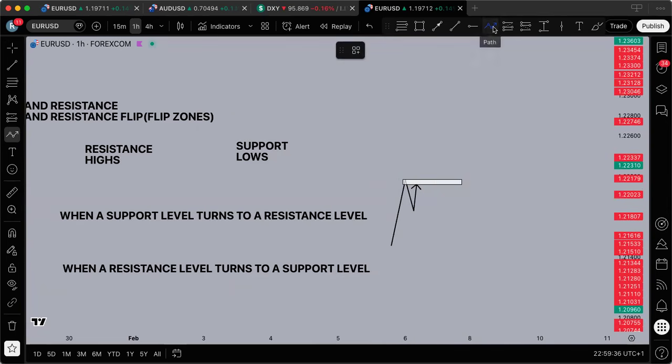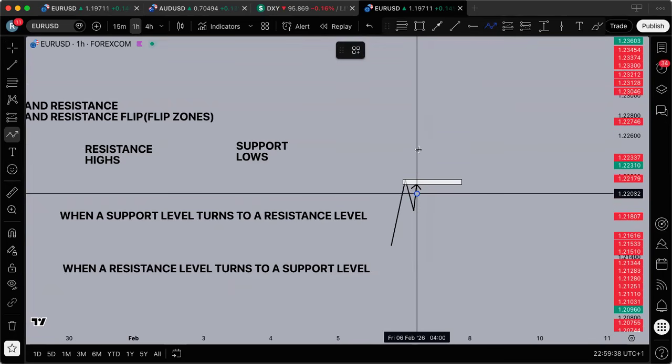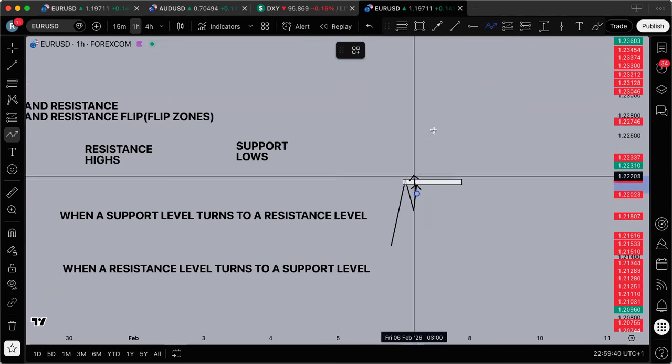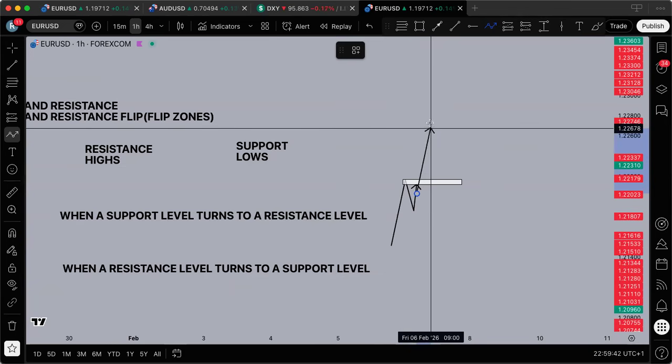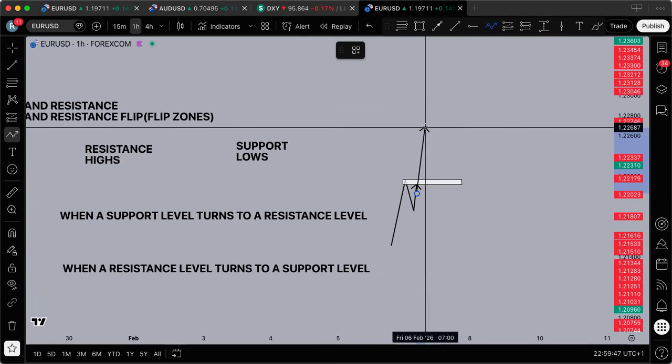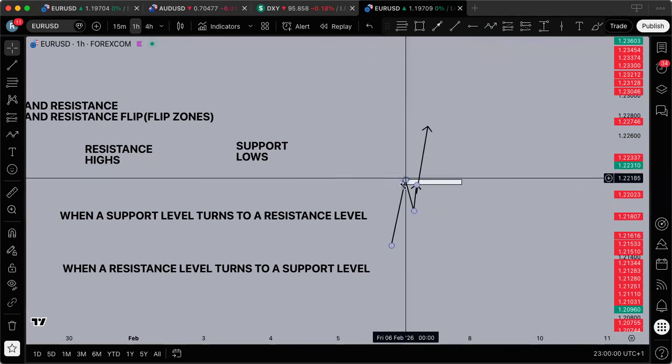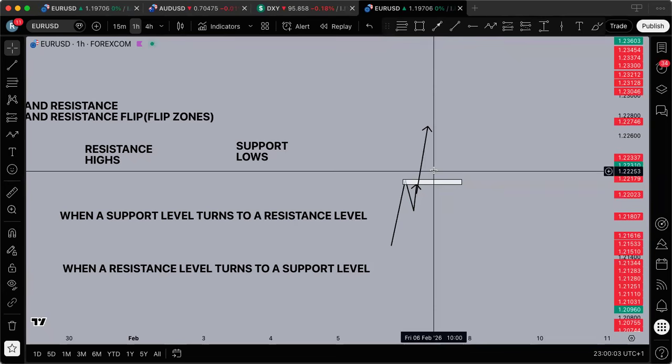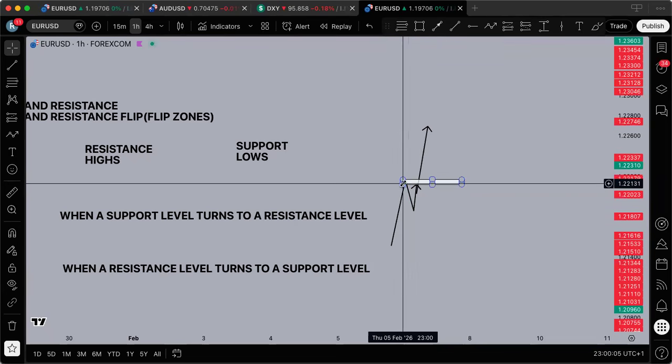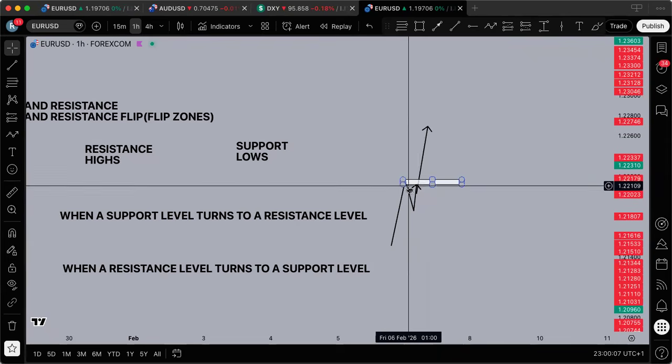Now, in a scenario where the bull market comes and takes out this resistance to the upside, automatically it has turned to a support level. These are what flip zones are on the market. Now, remember that zone you highlighted? That zone you highlighted has automatically turned to your flip zone. This level you highlighted has automatically turned to your zone.